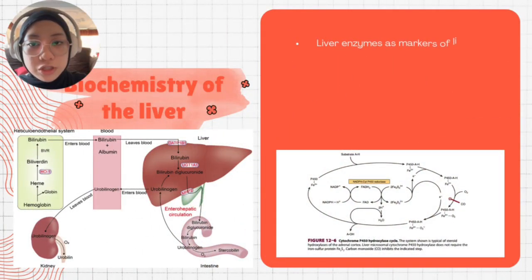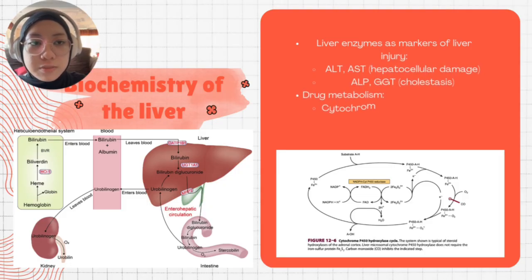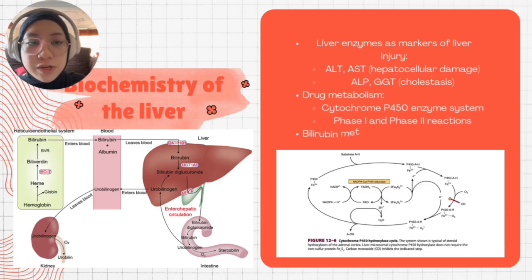Now, let's move on to the biochemistry of the liver. So from a biochemical perspective, the liver is the main site of drug and toxin metabolism, and this occurs through phase 1 and phase 2 reactions that mainly involve the cytochrome P450 enzyme system. And these reactions convert harmful substances into water-soluble forms for excretion.